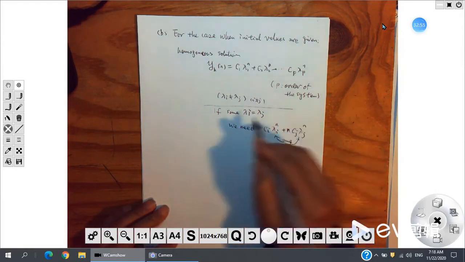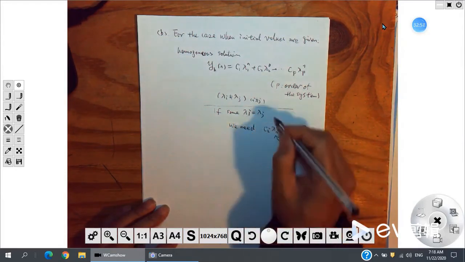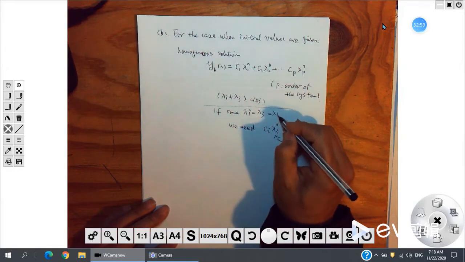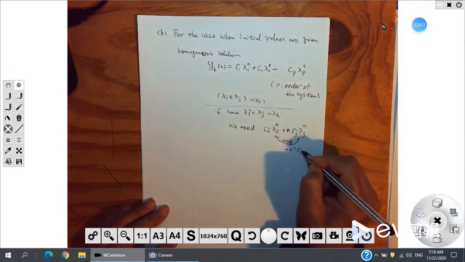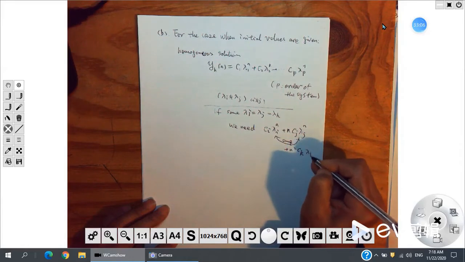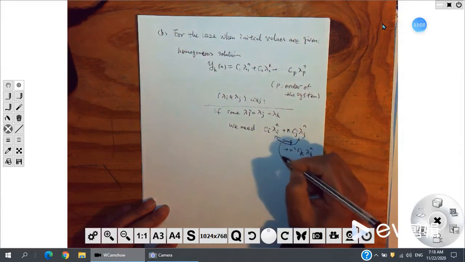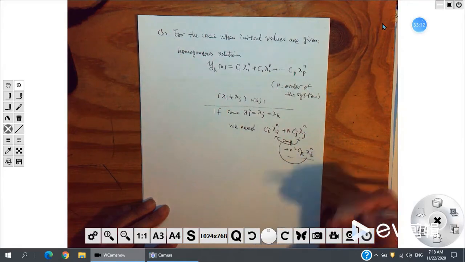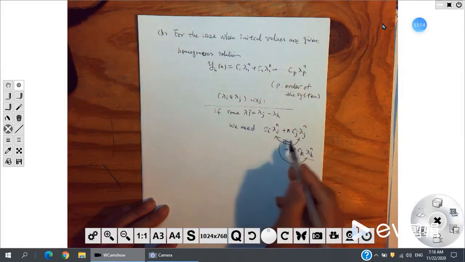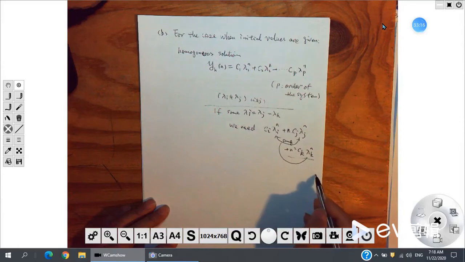And if we have more, like you have lambda k, then you need to add n squared times Ck lambda k to the n. Okay. If these three are the same, then you have more terms, and so on. If you have 2 or 3, you can work like this. You have 4, then you have more terms. Alright.